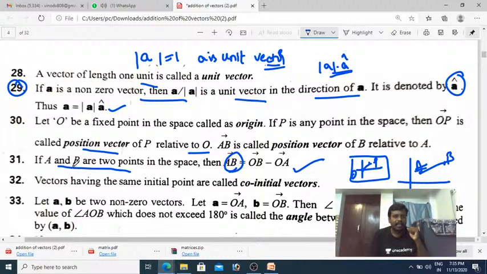Yes. Next, vectors having the same initial point are called co-initial vectors. Vectors having the same initial point. If 2 vectors go from here, this is the same initial point. These 2 vectors are co-initial vectors.